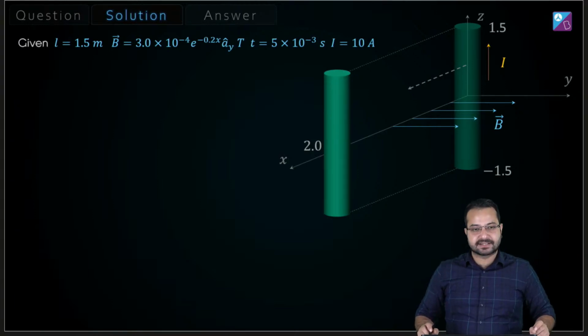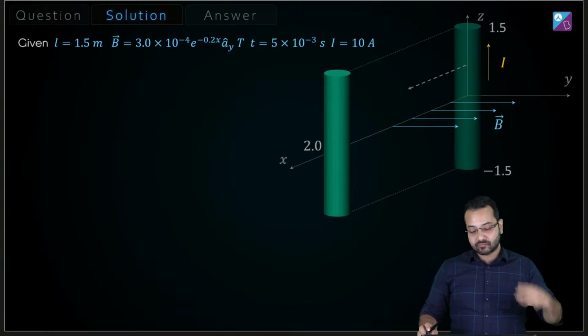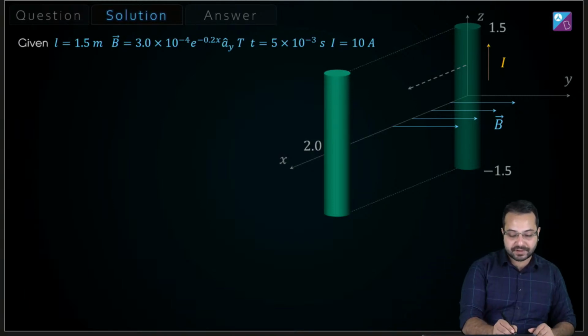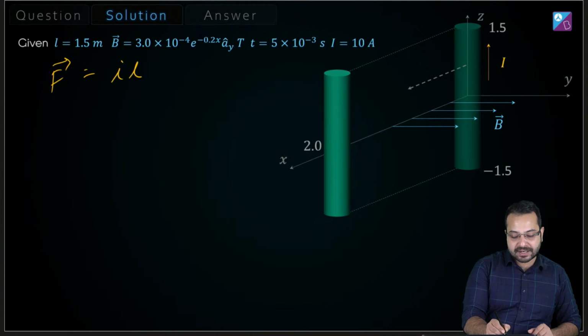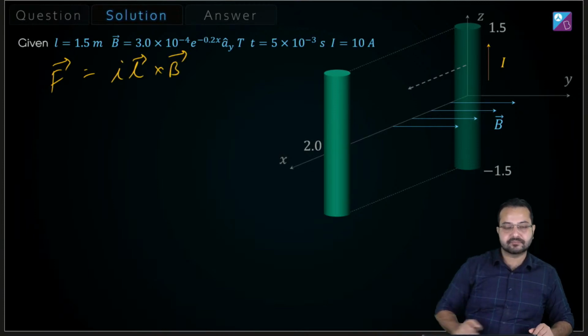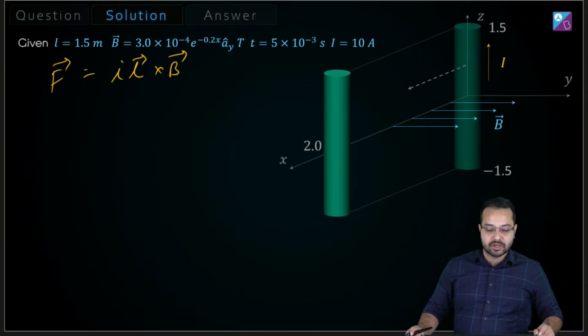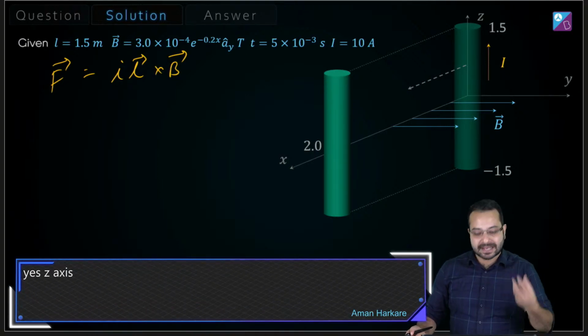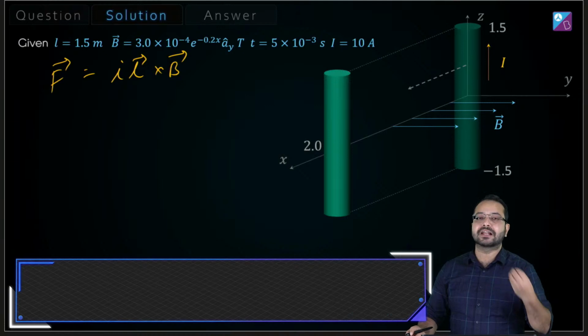Z axis. All right. Captain Jack Sparrow says minus X direction. Right. So again, if we have to calculate the direction of force, then what do we have to figure out? F is I L cross B. Is that correct? F is I L cross B. So we have to take the cross product of L and B. And what is L? L is always along the direction of current.